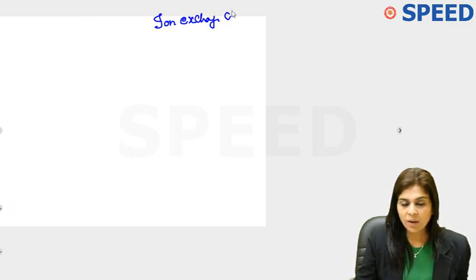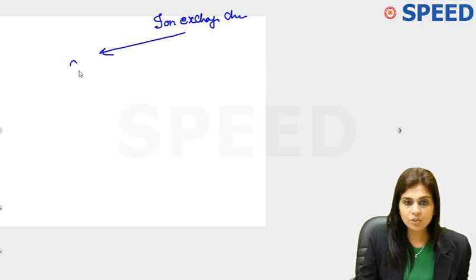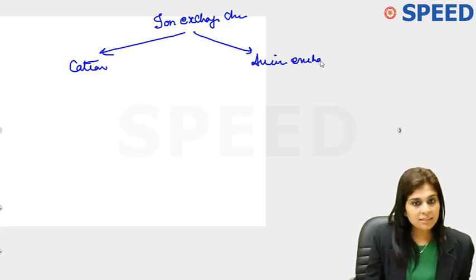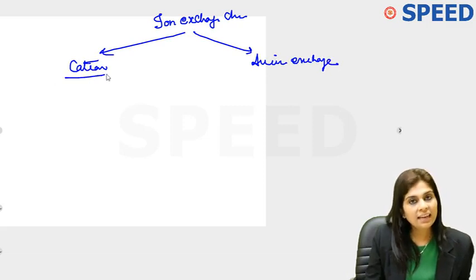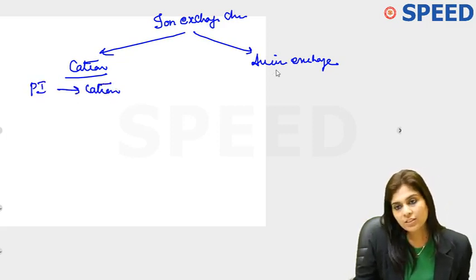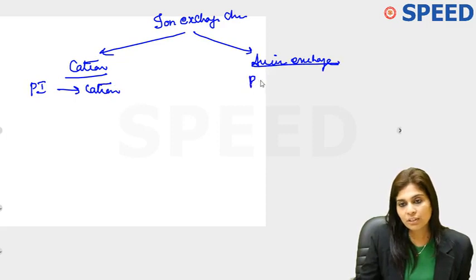I want you to know that there are two types of ion exchange chromatography. One is cation exchange chromatography, the other one is anion exchange chromatography. And listen to this: you use cation exchange chromatography if the protein of interest to you is a cation. Use anion exchange chromatography when the protein of interest to you is an anion.